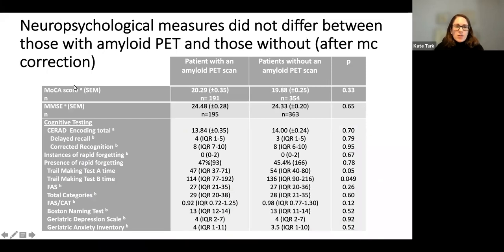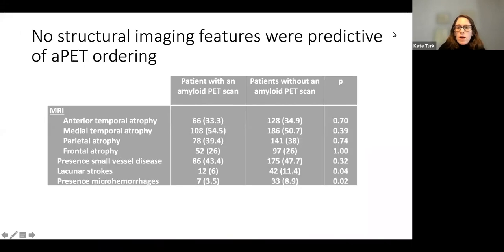So surprisingly, there were no neuropsychological measures that differed between those who had an amyloid PET scan and those without after we corrected for multiple comparisons. And there were also no structural imaging features on MRI that were predictive of amyloid PET ordering. And I'll just say that these structural imaging features were based on clinician qualitative review using a standardized previously published questionnaire and just during the clinical encounter. So there was no quantitative review of the MRI.